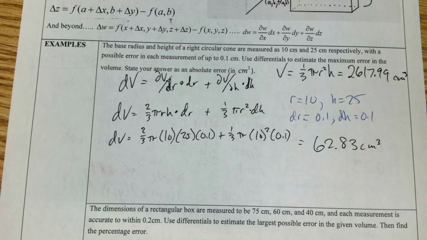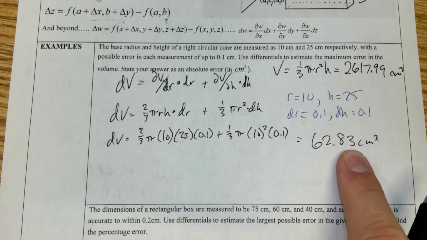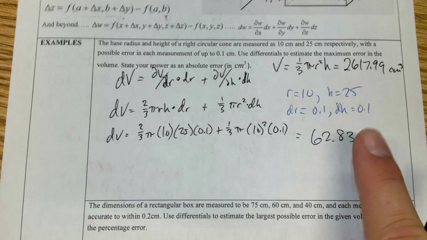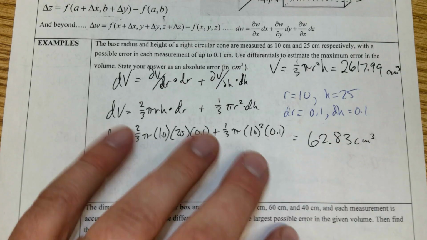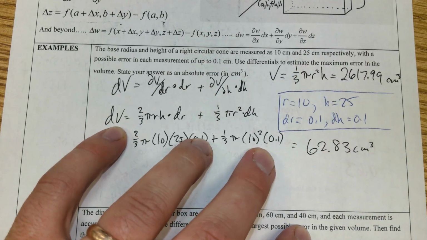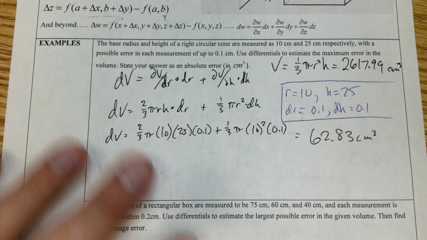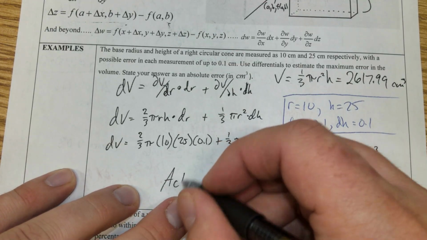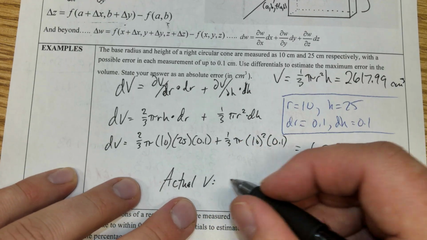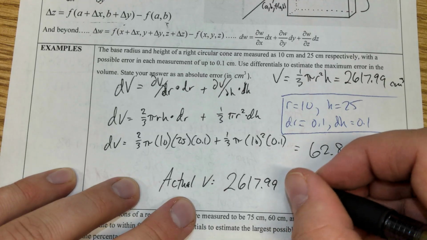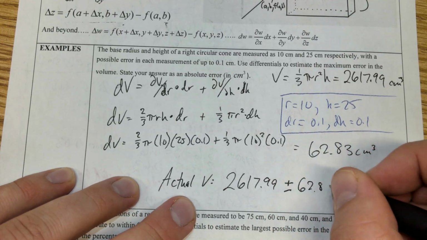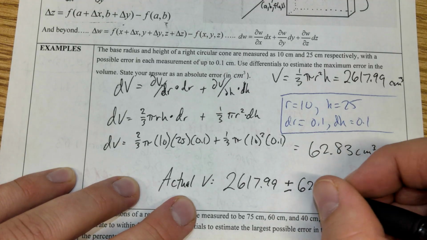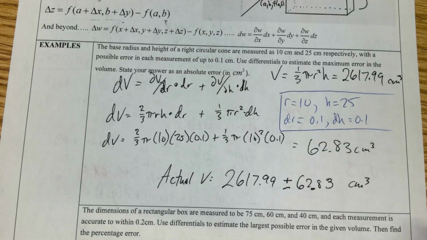Again, what that means is absolute error. The absolute maximum error is 62.83. So that means the volume of this right circular cone could be anywhere in this region. The actual volume would be 2617.99 plus or minus 62.83. Right? That's our tolerance. That's our plus minus. That's our manufacturing error as we go through and make this right circular cone.